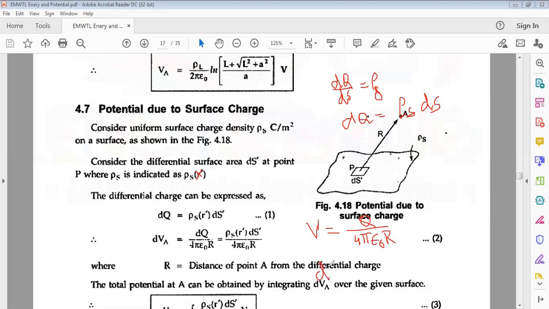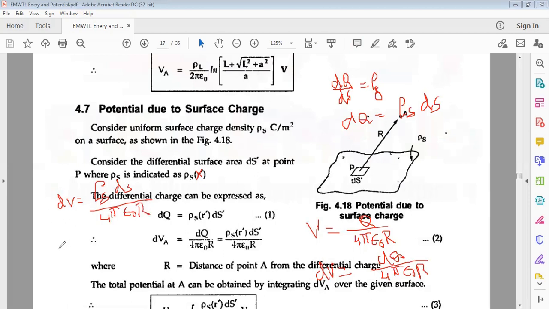Now the differential potential dV, the change of potential, is the change of charge dq by 4 pi epsilon naught R. Now substitute dq equal to rho S into dS. So dV is equal to rho S into dS, all divided by 4 pi epsilon naught R.